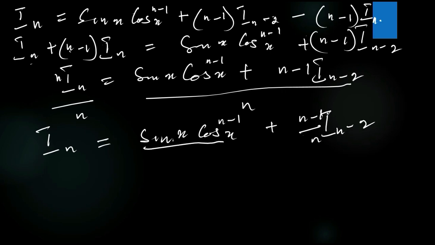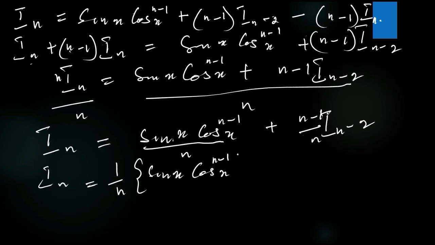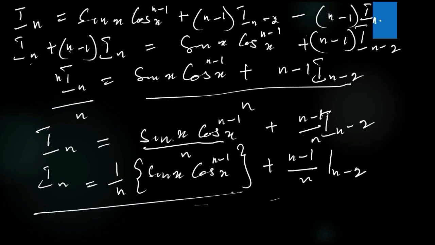I omitted something. This side is over n, so that I can write it as I_n. This will be 1 over n into sine x cos x raised to power n minus 1 plus n minus 1 over n I_(n minus 2). Now with this, we have derived the reduction formula for I_n, which is equal to the integral of cos x raised to power n with respect to x.